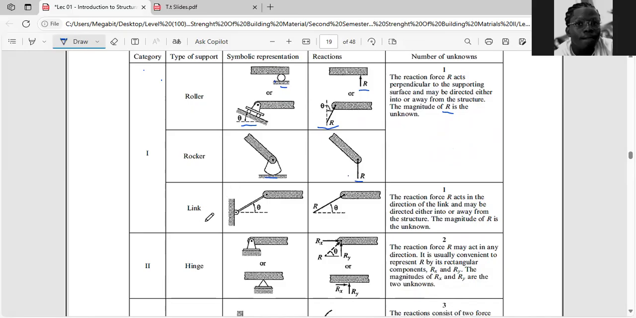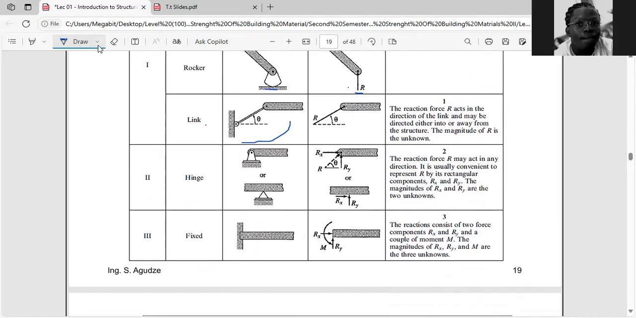And for the link support, you can see how it is also being represented. They all have one reaction. The roller, the rocker, and the link support are all having what? One reaction. For the link, the reaction force R acts in the direction of the link and may be directed either into or away from the structure. The magnitude of R is the unknown.